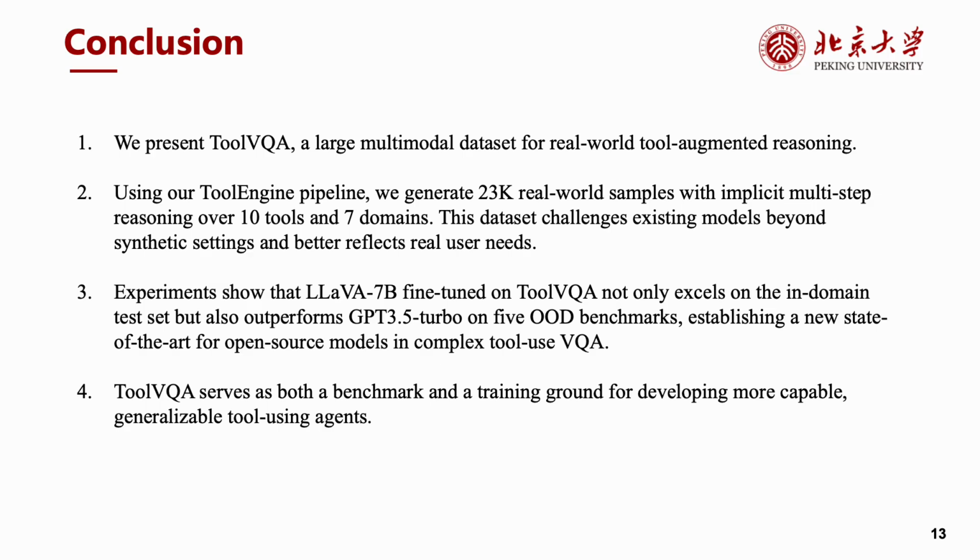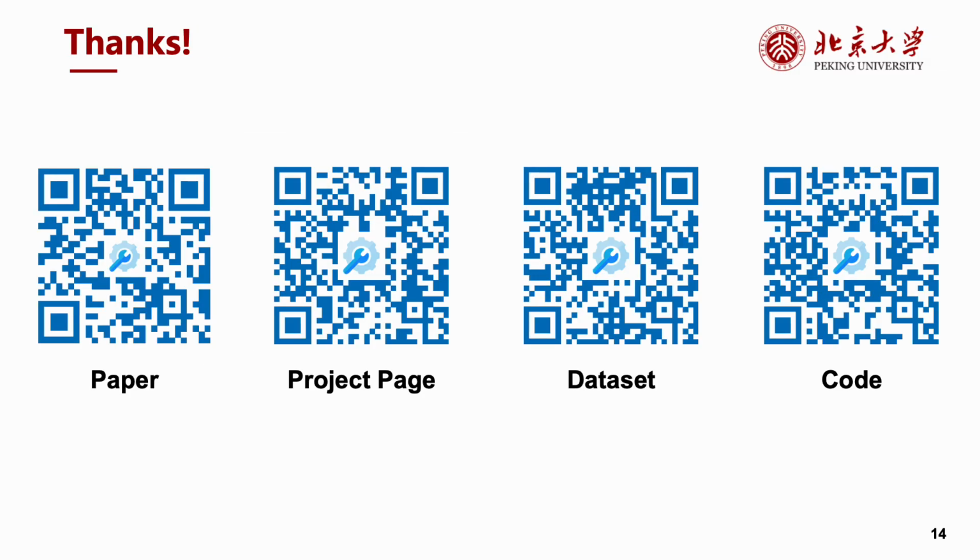First, we present ToolVQA, a large multimodal dataset for real-world tool-augmented reasoning. Second, using our ToolEngine pipeline, we generate 23K real-world examples with implicit multi-step reasoning over 10 tools and 7 domains. Third, experiments show that LLaVA 7B fine-tuned on ToolVQA not only excels on the in-domain test, but also outperforms GPT-3.5 on 5 out-of-distribution benchmarks. Fourth, ToolVQA serves as both a benchmark and a training ground for developing more capable, generalizable tool-using agents.